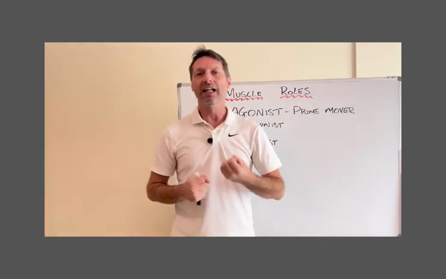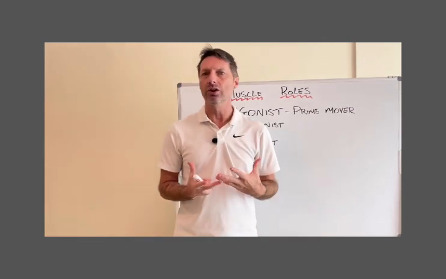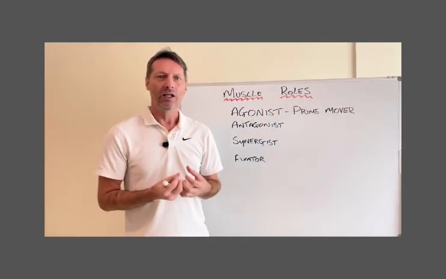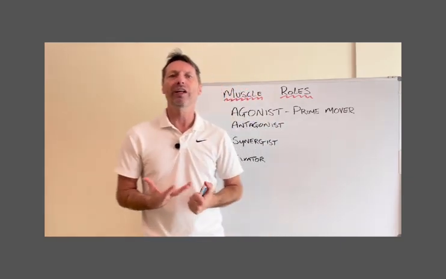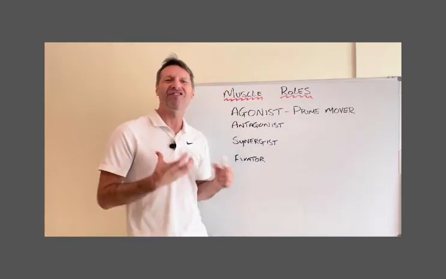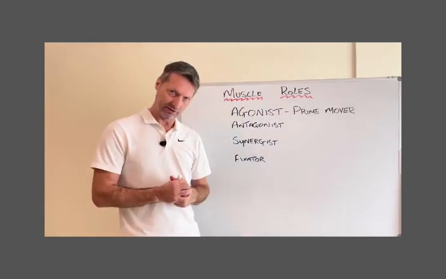be semimembranosus and semitendinosus. Now we look at what muscles are giving joint stability. So what muscles do we have in our bottoms? We've got the gluteus maximus, which will be the fixator muscle, giving joint stability in this instance.